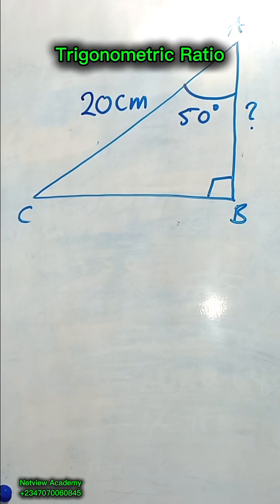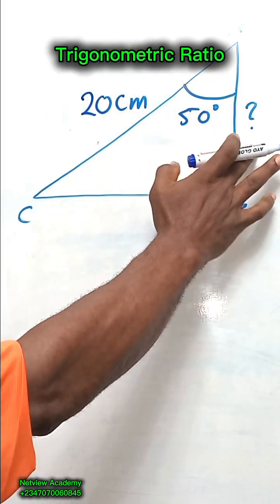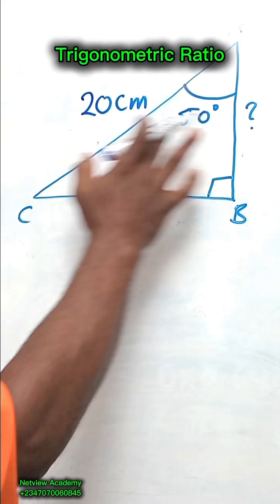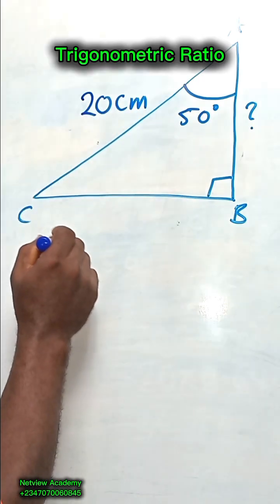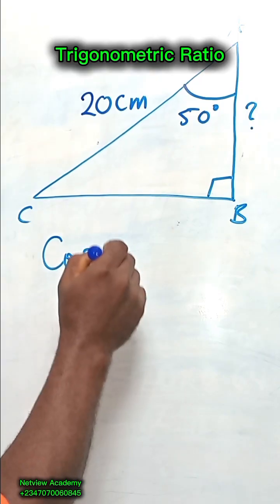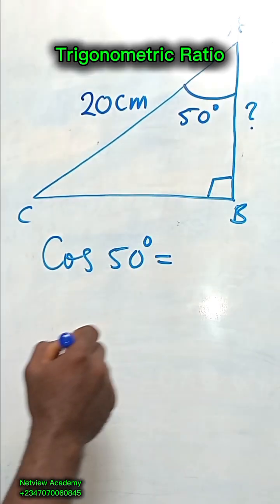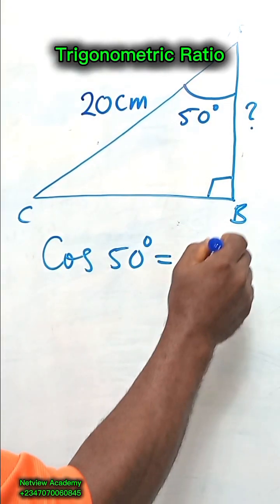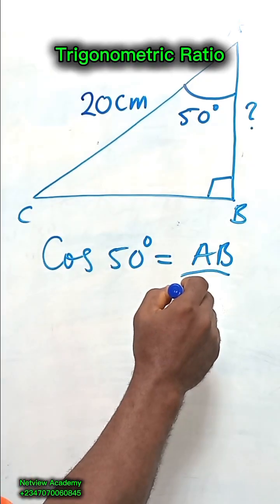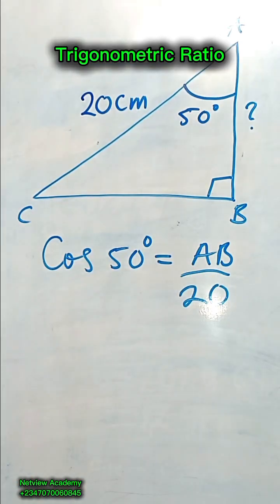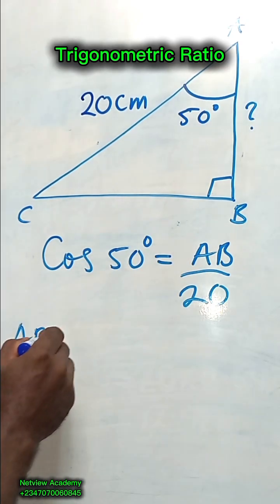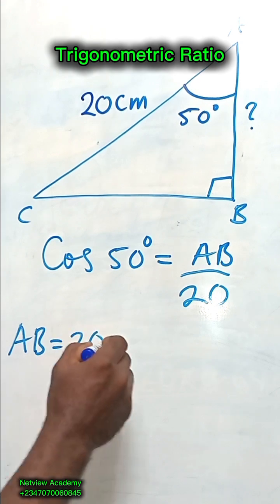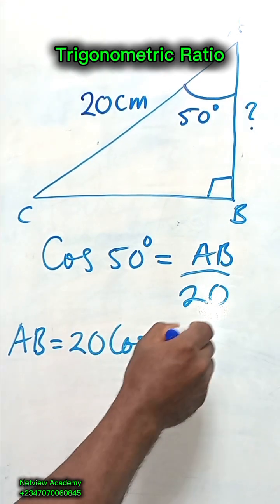Therefore, if we apply trigonometric ratio, adjacent, which is the side we are looking for, over the hypotenuse, which is the side that is provided, cos 50 degrees is equal to AB, adjacent, all over 20, the length of the hypotenuse. Now if we cross multiply, this will give us AB is equal to 20 cos 50 degrees.